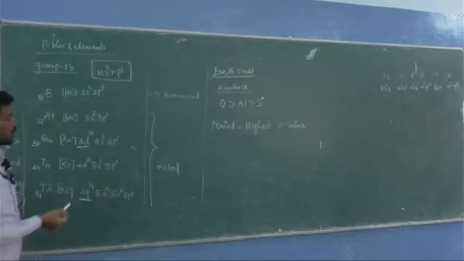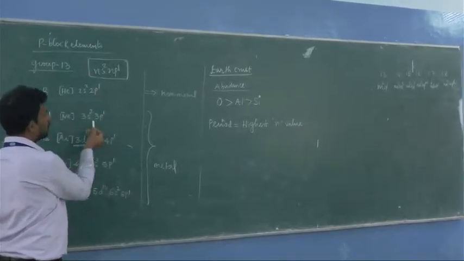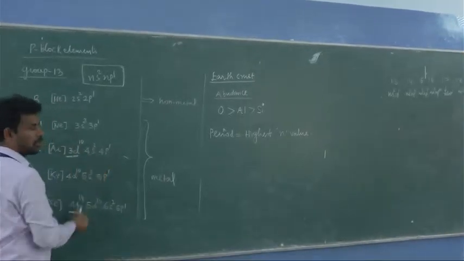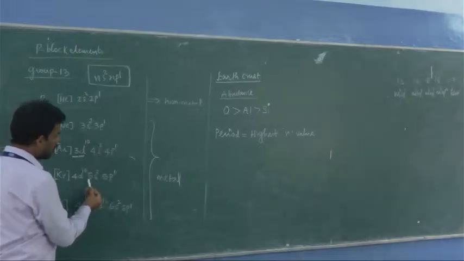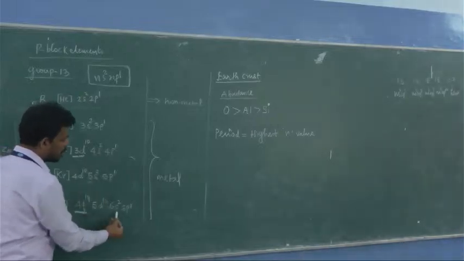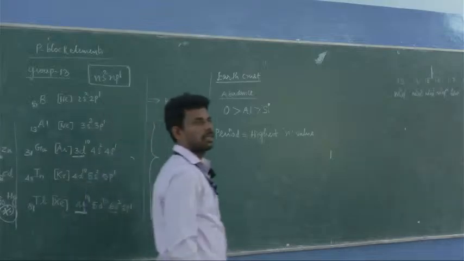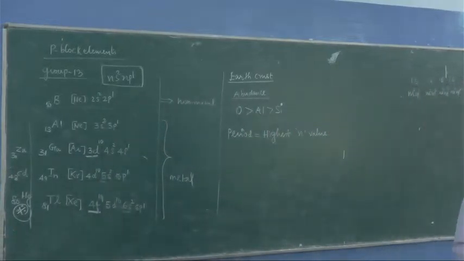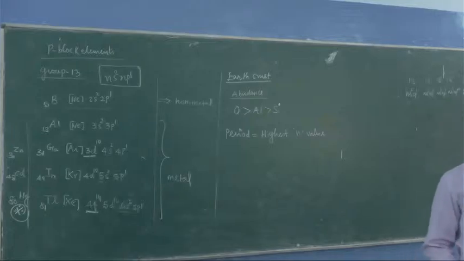Next, similarly, aluminum, third period. Gallium, fourth period. Indium, fifth period. Thallium, sixth period. Please note this. If you want to find out the particular period, you have to go for the highest n value.